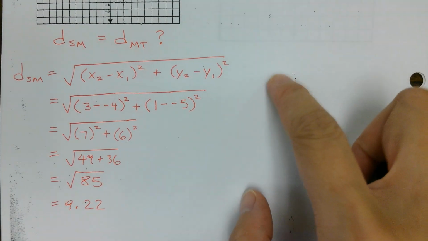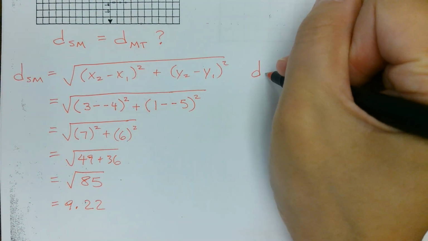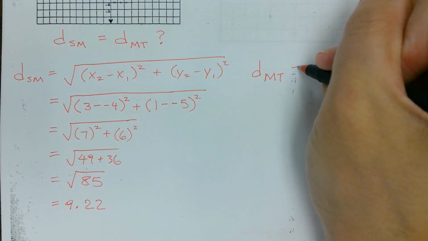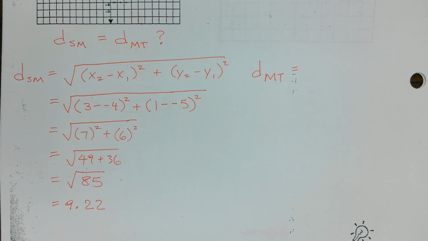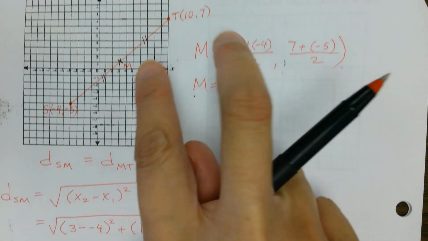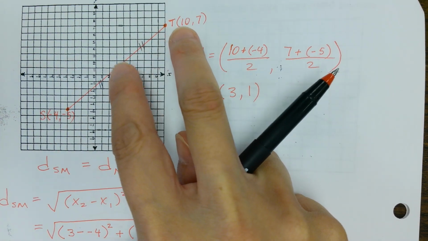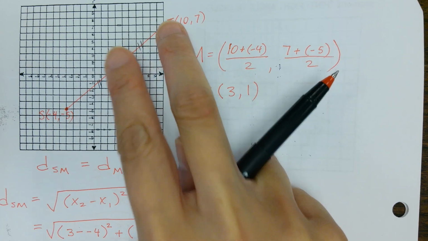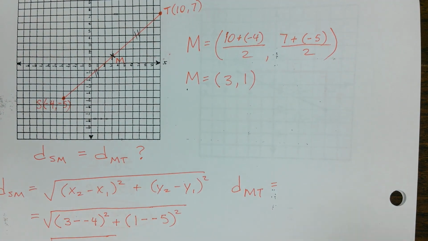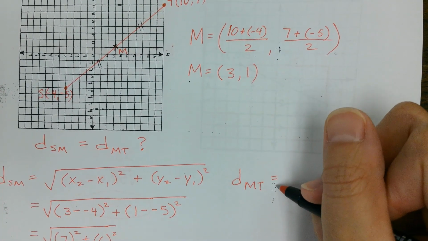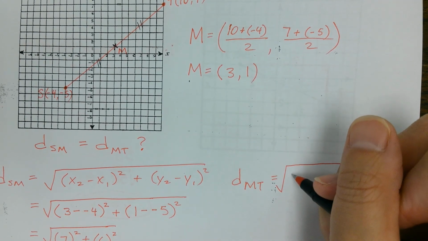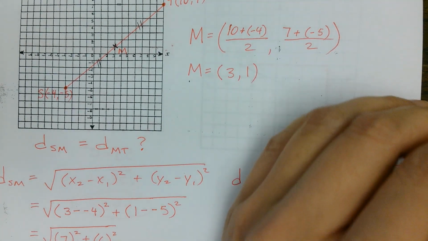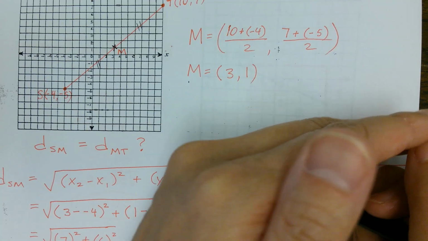Okay, I want you guys to try distance between M and T now. You guys try it. So exact same thing, but between M and T. So between these 2 points. I want you guys to try it. Okay, I'm going to hide what I'm writing so that you guys try it first.